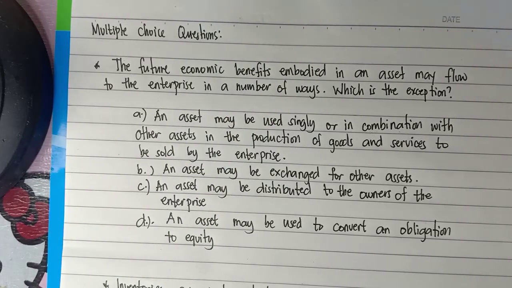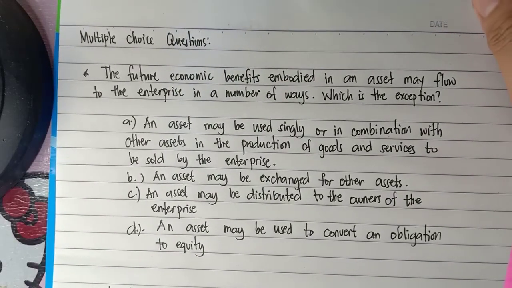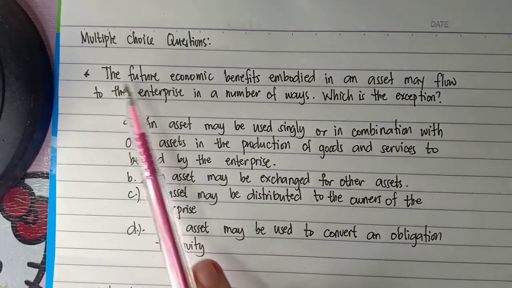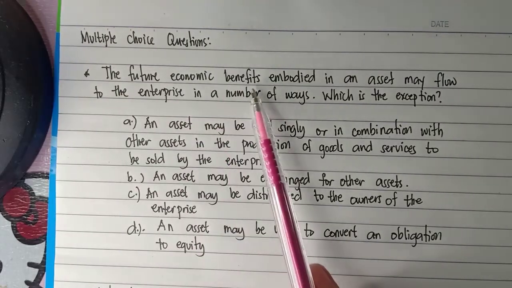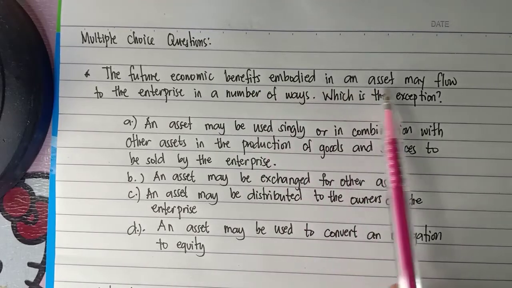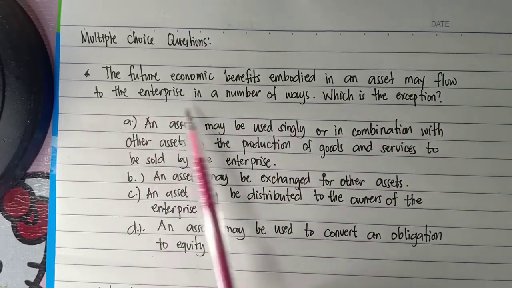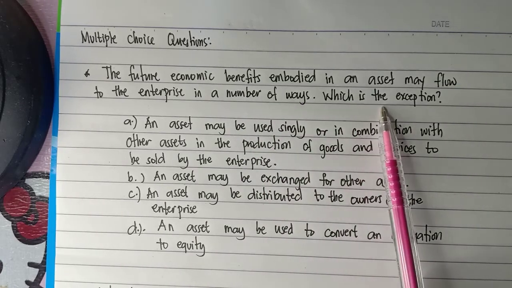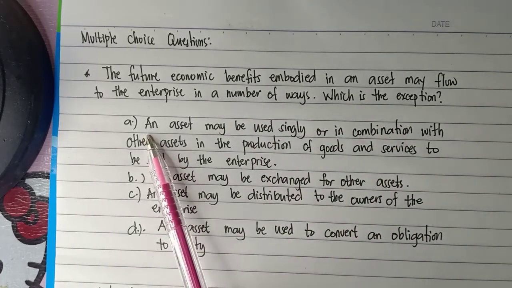Multiple choice questions for basic accounting. So here is the first question. The future economic benefits embodied in an asset may flow to the enterprise in a number of ways. Which is the exception?